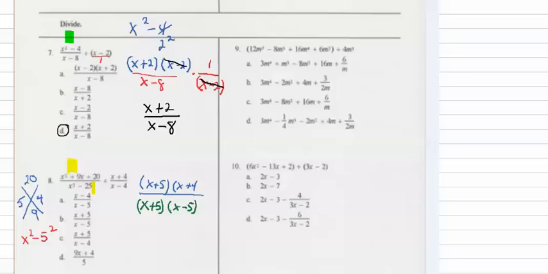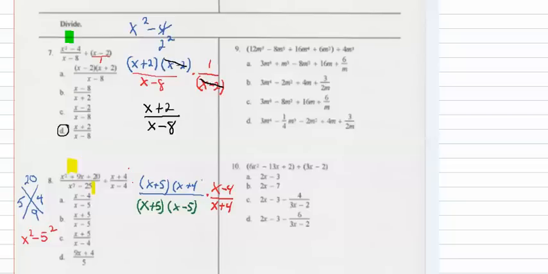Okay, it is a division problem, so that means I am going to multiply and I'm going to take the reciprocal. So now at the top it's going to be x minus 4. At the bottom it's going to be x plus 4, because I took this and I flipped them.